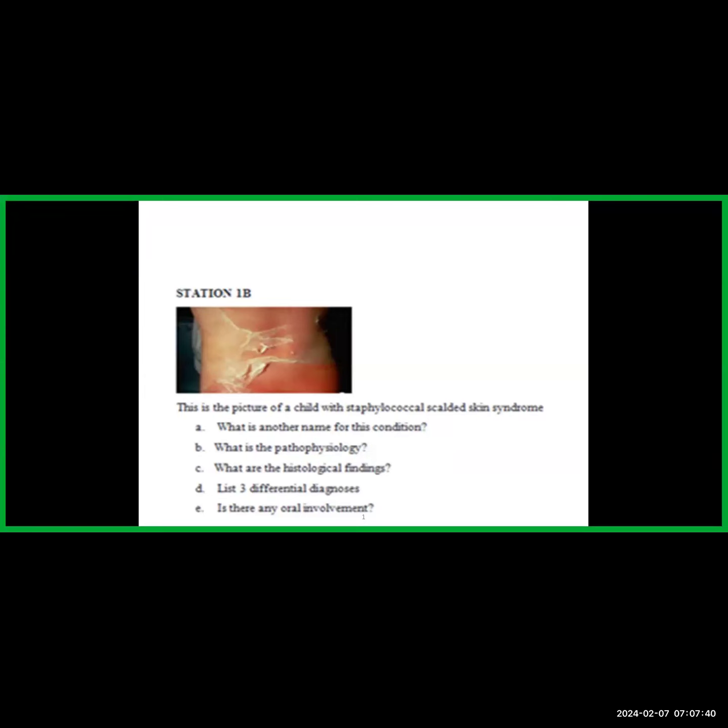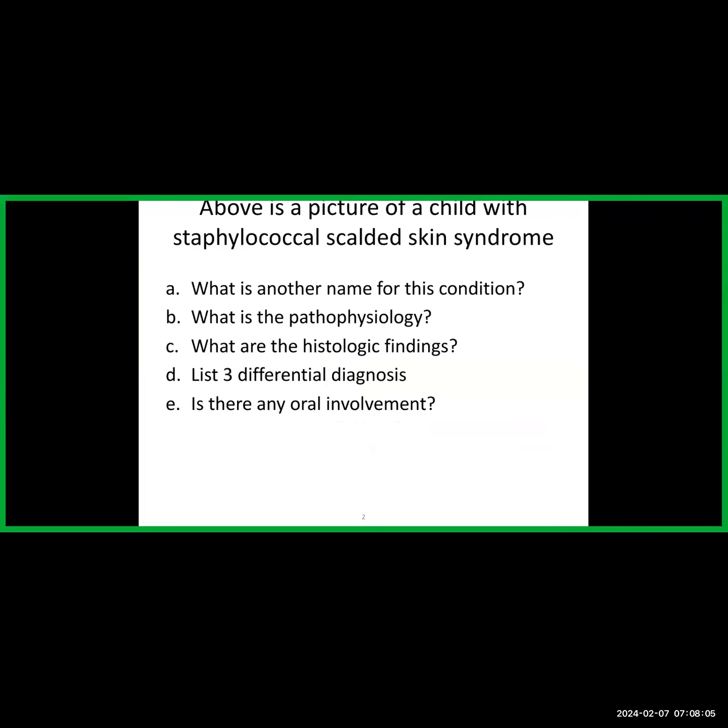Question A. What is another name for the condition? B. What is the pathophysiology? C. What are the histological findings? D. List 3 differential diagnoses. Number E. Is there any oral involvement? So this is the same questions I typed for clarity.